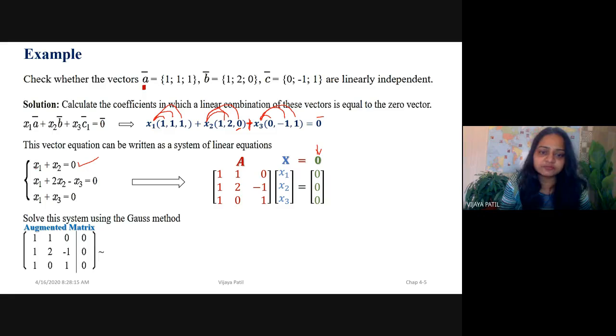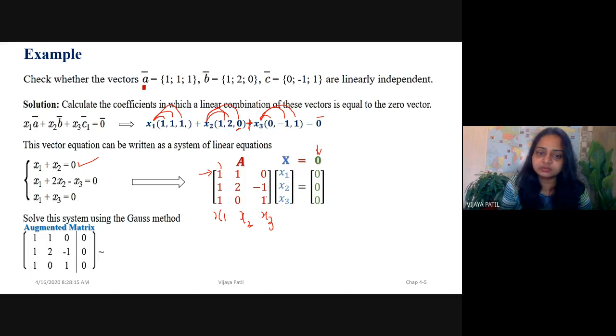Let me just do that for one row. If you observe, this is x1, so my first column is for x1, this is for x2, and this is for x3. My first row is for my first equation. Note it down: my columns are for variables, and my rows are for equations. Rows are for equations, columns are for variables.